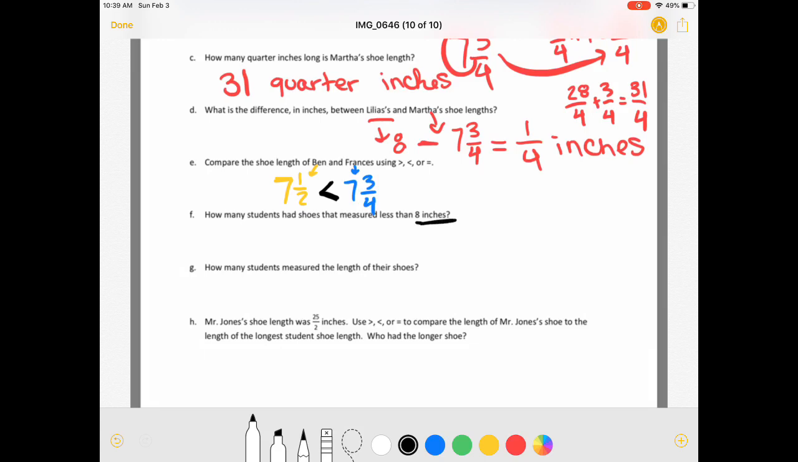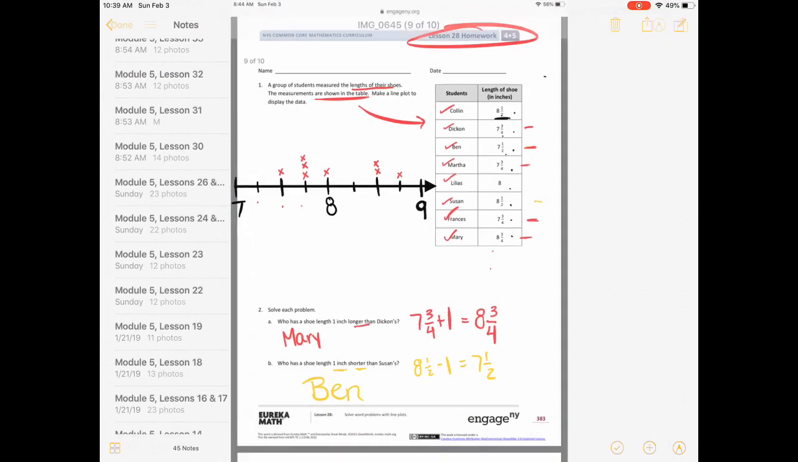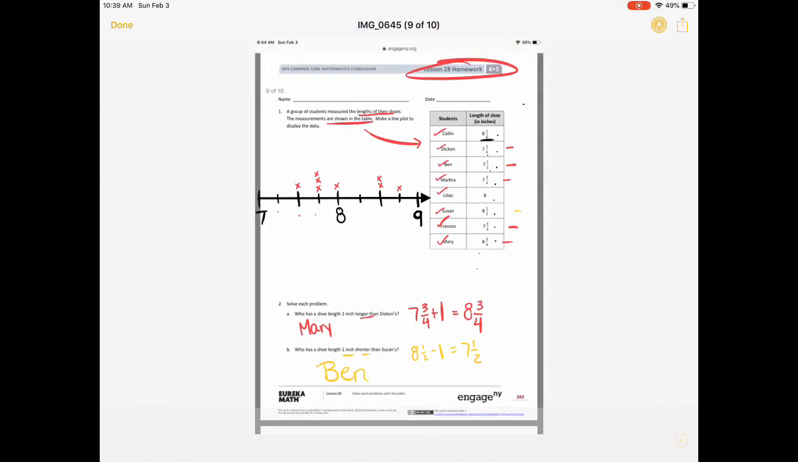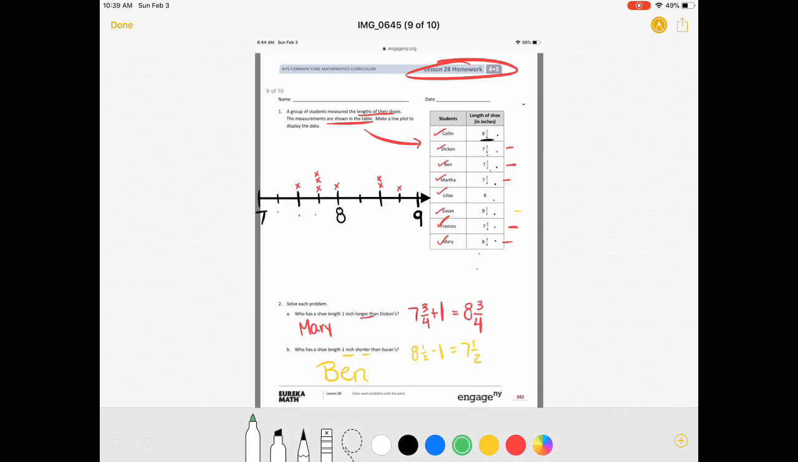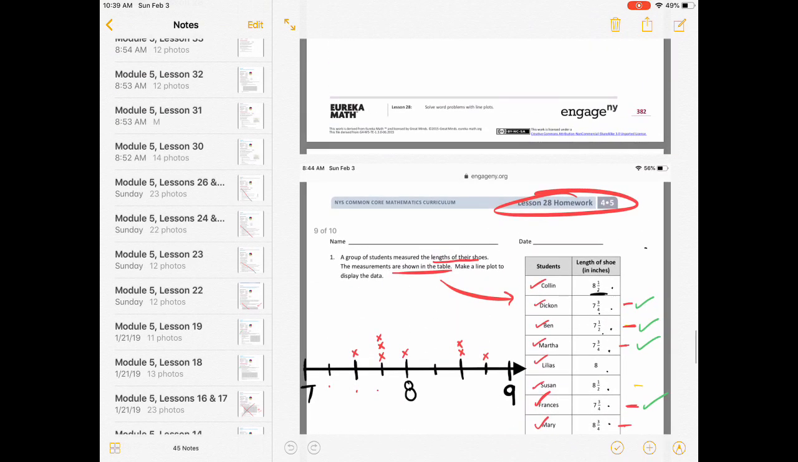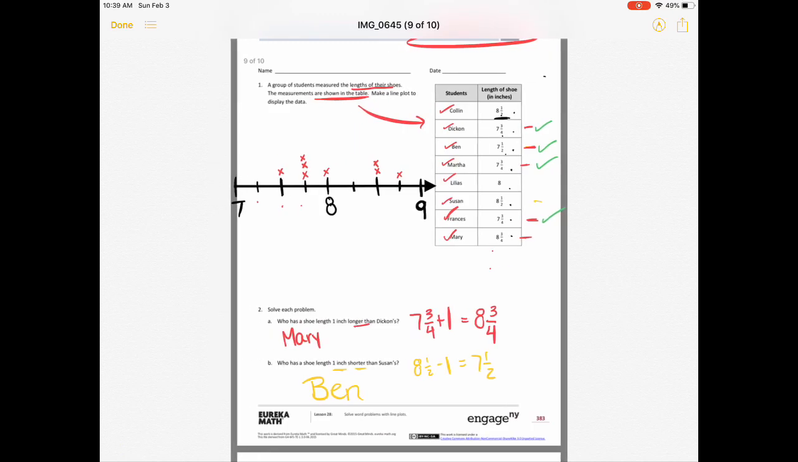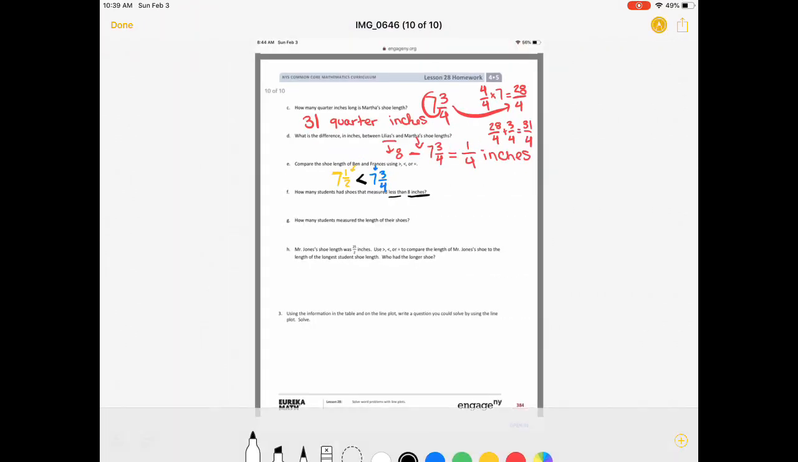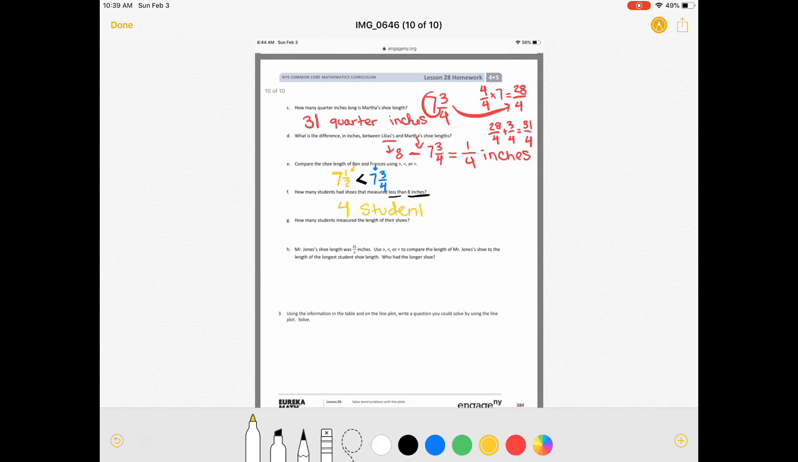Alright, F says how many students' shoes measured less than 8 inches. So let's go back and count all the people that have shoes that are less than 8 inches. So I see 1, 2, 3, 4. So 4 out of them had shoes that measure less than 8 inches. So I'm going to put 4 students. And I just counted that using the table.